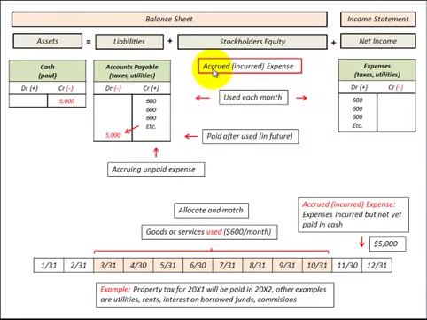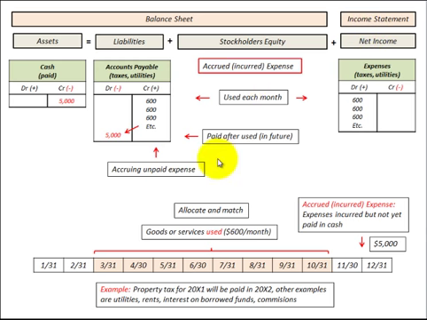In this presentation, we're going to look at an accrued incurred expense. And we're going to use the accounts payable account here for accruing that expense. So the accounts payable account is a liability on the balance sheet. And then accruing that expense, we're going to accrue it to the expense account here, which is part of net income on the income statement.